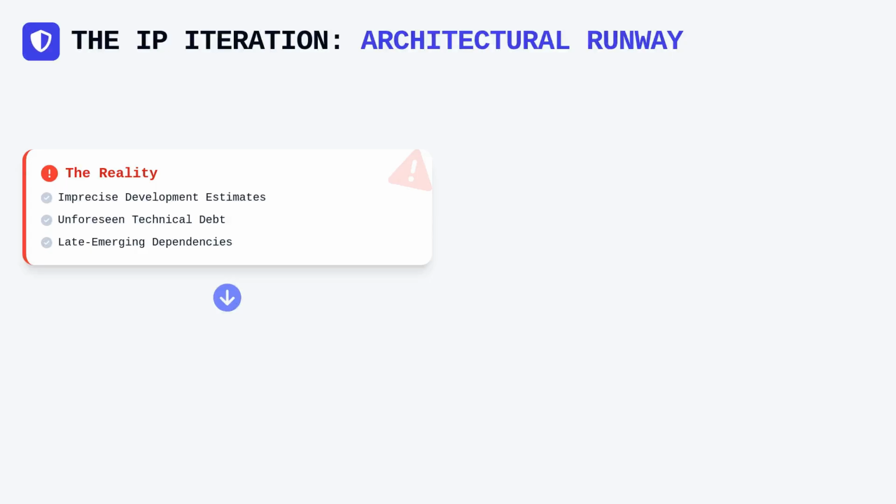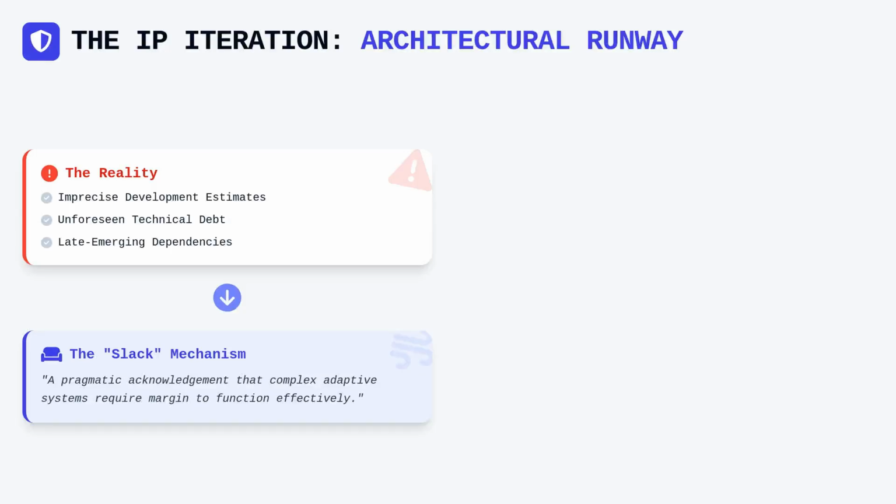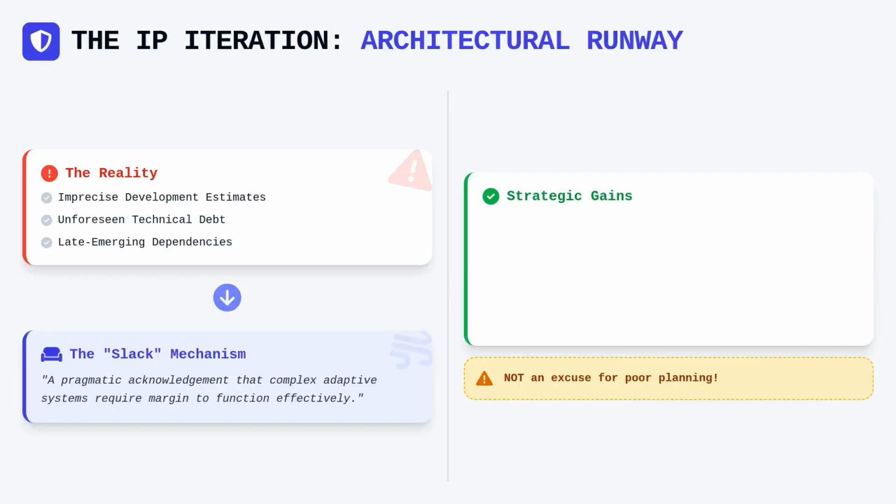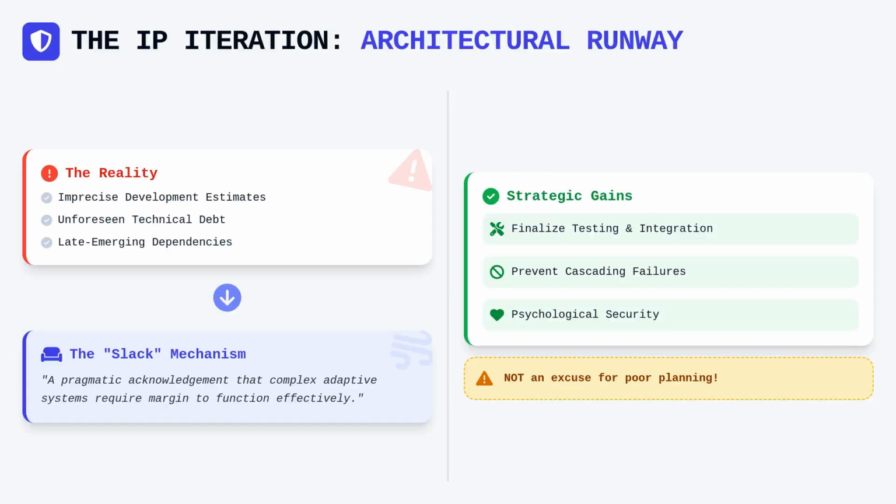However, this is not an excuse for poor planning during the earlier sprints. Instead, it represents a pragmatic acknowledgement that complex adaptive systems require slack to function effectively. When teams consistently use this time to close out objectives, they prevent the cascading failures that plague traditional projects. This creates a psychological sense of security, knowing that there is a controlled space to address late-breaking issues.